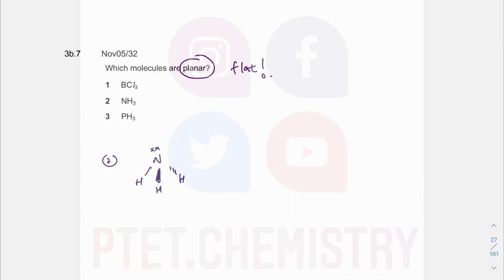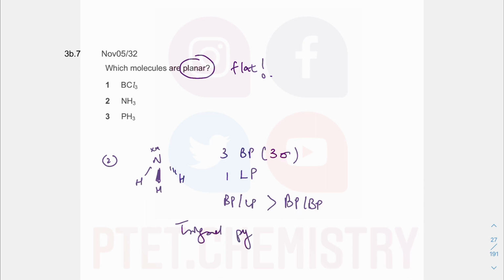Alright, this is 3 bond pairs and 1 lone pair because nitrogen is in group 15. It's got 2 electrons that are not used for bonding. It only uses 3 of the 5 outer shell electrons to form 3 sigma bonds. Okay, so lone pair-bond pair repels more than bond pair-bond pair, and you get trigonal pyramidal and 107 degrees or 107.5 degrees, and we know that is not planar. Number 2 is not planar. You are really left with one option, which is option 1.